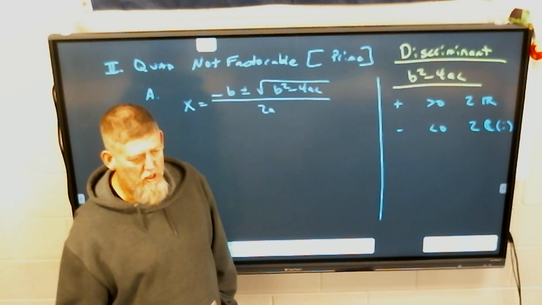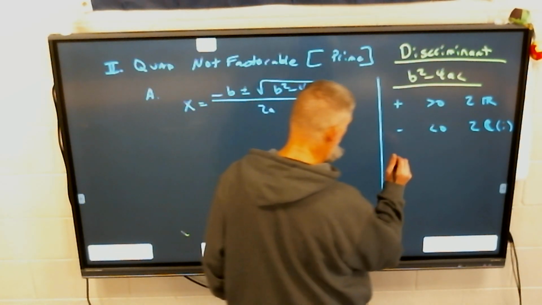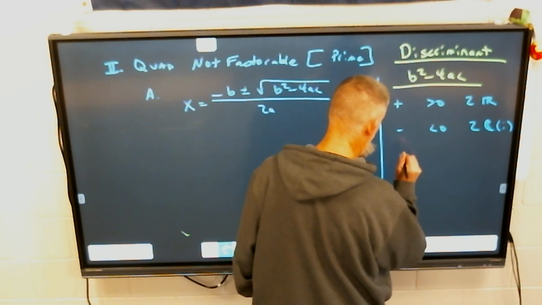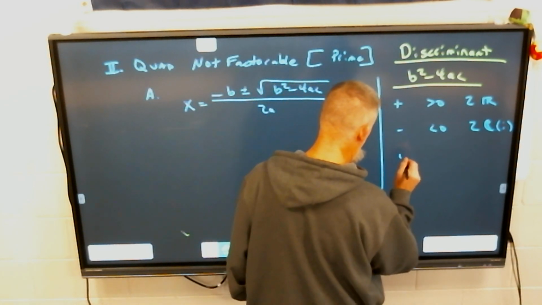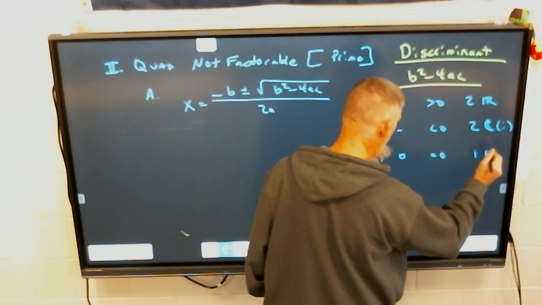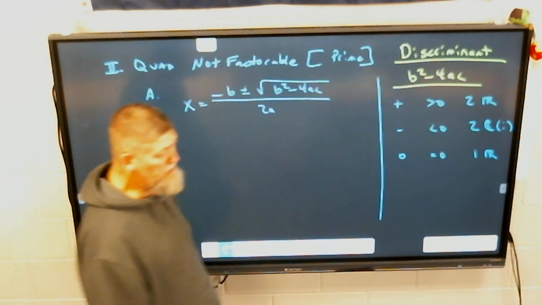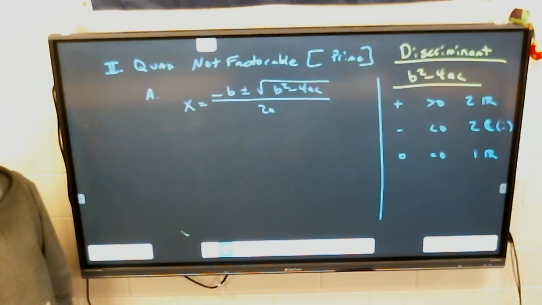What's the third option? Either you're greater than 0, less than 0, or the last one is equal to 0. This one's positive, negative, or it could be 0. That's honestly the best one because you have one real number. And typically, if you end up with 0, the problem is more than likely factorable. More than likely.